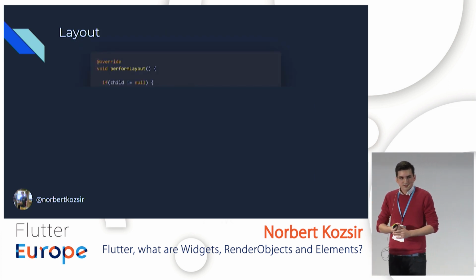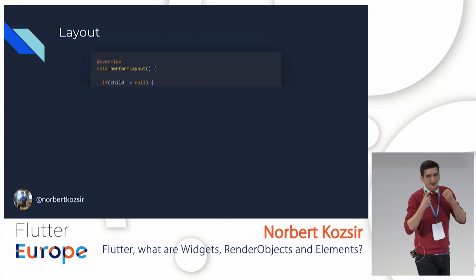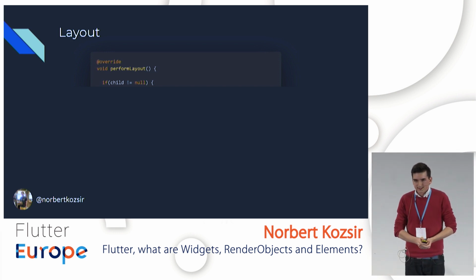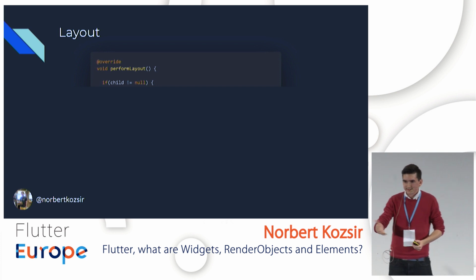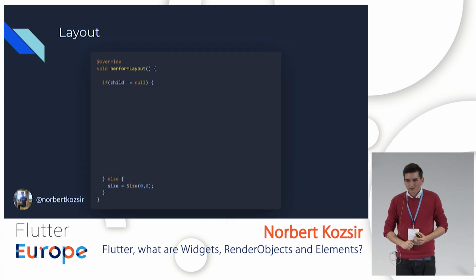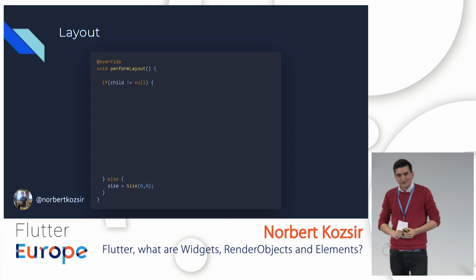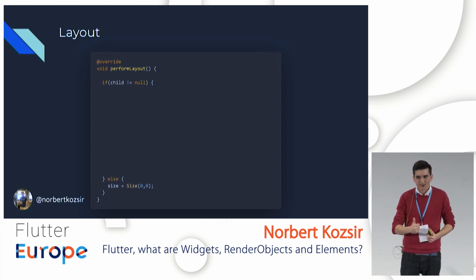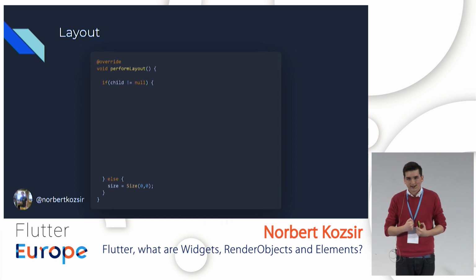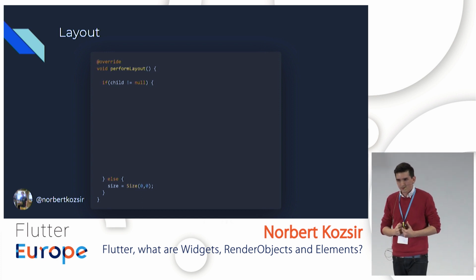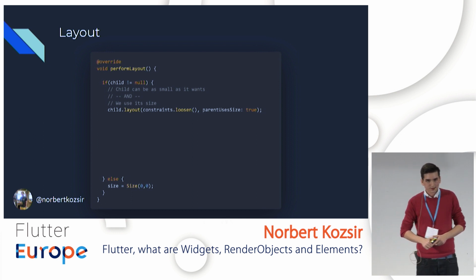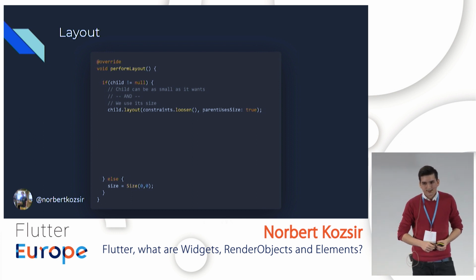But yeah, let's take a quick look at what we have to do in the layout function. In this case, let's see what this example's perform layout is doing. First, check if the child is null, and if it is null, we set our size to 0. So that is our first responsibility. We have to set our own size during the layout. Next, we have to lay out all our children. For example, this is a single child render object, meaning we have one child.